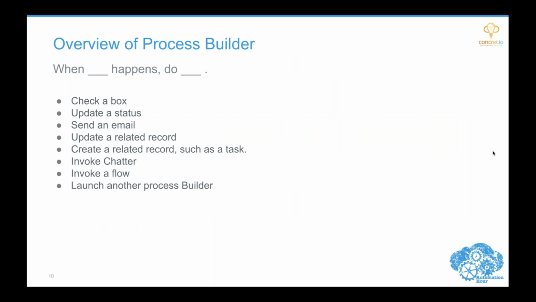Overview of Process Builder. For our use case, we are going to look at the situation when something happens, do something else. So this could be when a field is updated, check a box. When something has been activated, update a status. When you close your opportunity, send an email. So Process Builder for our demo today is going to take care of the situation when some event happens, execute one of these items.